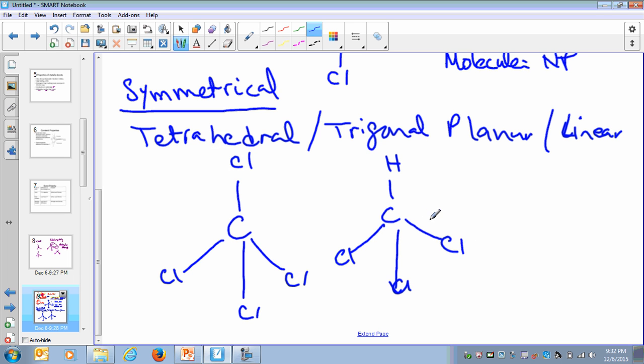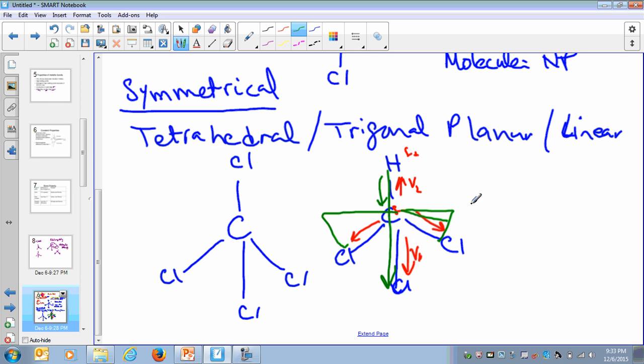Like, this pole is cancelled, this vector is cancelled by this one, but the value of the pull, v1, is not going to be the same and in the opposite direction, because this is partial negative, this is partial positive. So instead of going in the other direction, it actually goes in the same direction. So this makes the molecule polar. Okay, so this is non-polar, this is non-polar, but this one makes it polar.